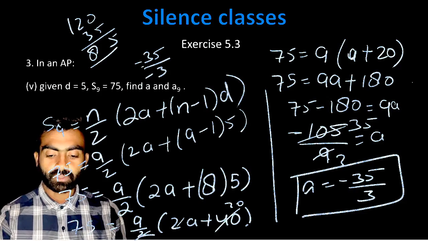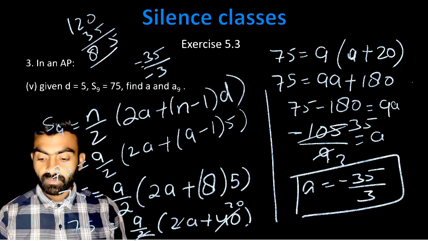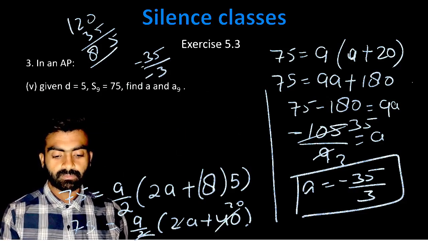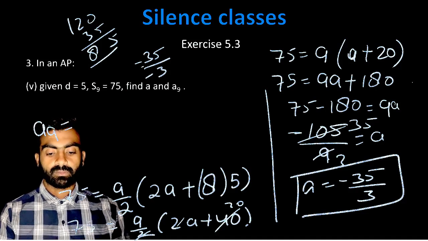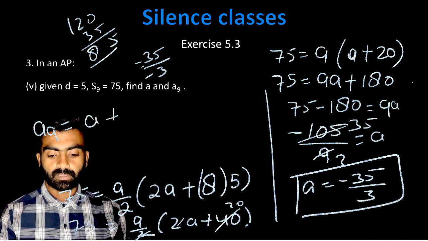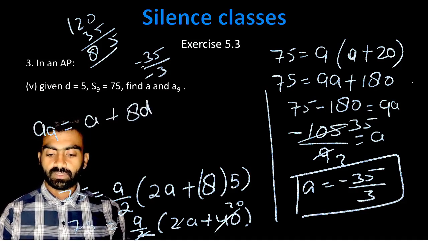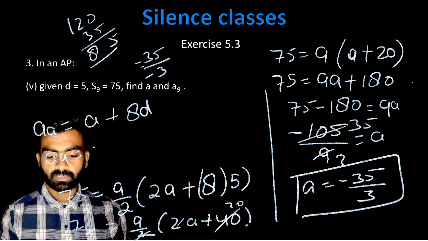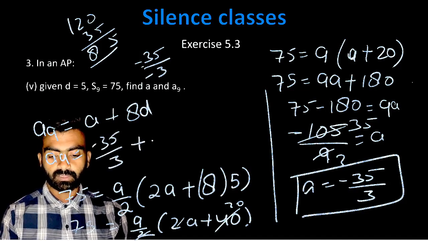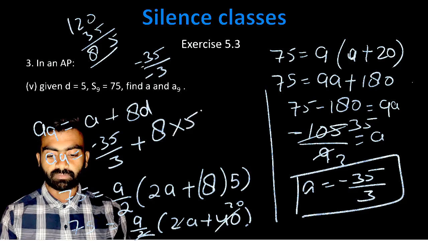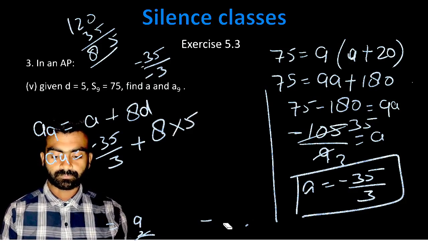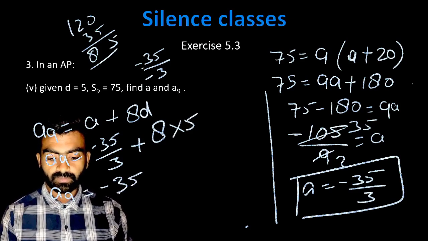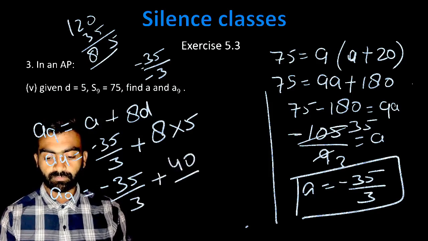Now we have to find a9. So a9 is equal to a plus 8d. Now we have a, so a9 is equal to minus 35 upon 3 plus 8 multiplied by the common difference, that is 5. So a9 is equal to minus 35 upon 3 plus 5 8s are 40.